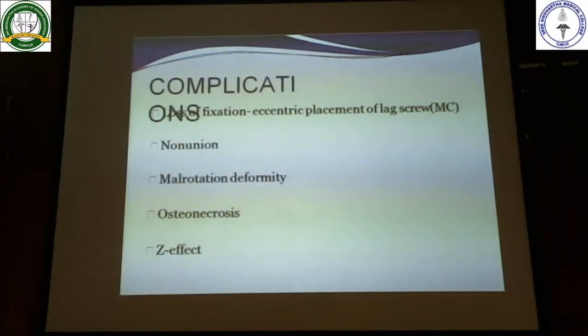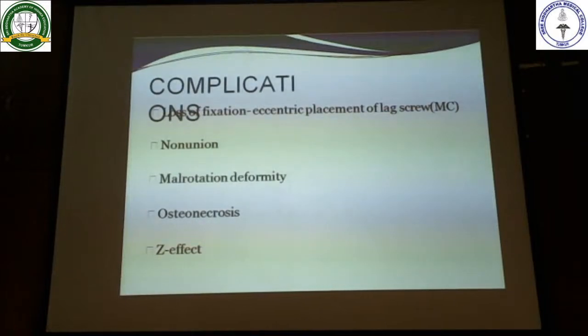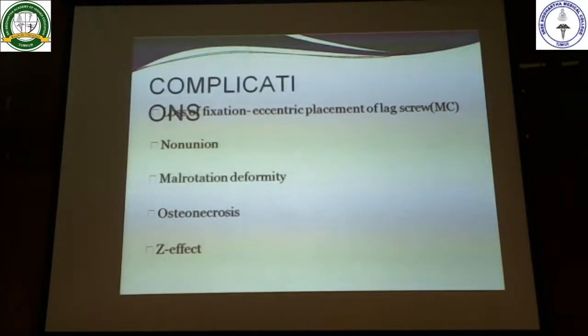What about complications of IT fracture as a whole? Loss of fixation, obviously. When the implant is put, there's always a chance of the implant failing or the screw backing out. So there's a loss of fixation. Non-union, although rare, can happen. Then of course malrotation deformity. It can go for malunion. Then osteonecrosis. Again, not as common as in neck of femur, but it can happen. Then there's also the Z effect, again related to the implant, the backing out of the screw or things related to that. So those are complications associated with the IT fracture.